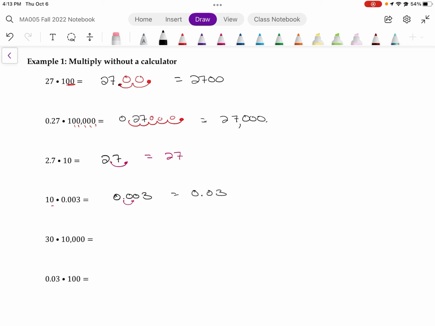The next one, you're going to have 30 times 10,000, which has 1, 2, 3, 4 zeros, so 4 places to the right. The decimal point was there. 1, 2, 3, 4, and let's figure out where the decimal place is now: at the end. We've got 3, 0, and 4 more zeros, so that's 300,000. The last one, 0.03, the decimal point was there. We're multiplying times 100, which has 2 zeros. 1, 2, and it ends up there at the end, and so this is just 3.